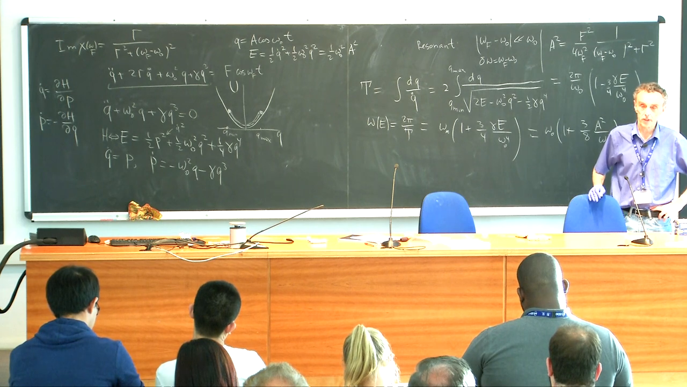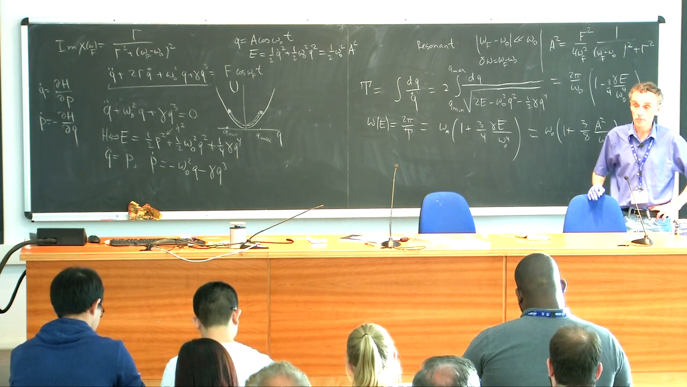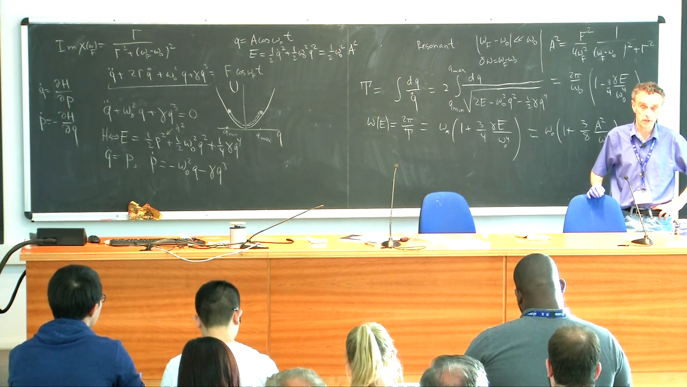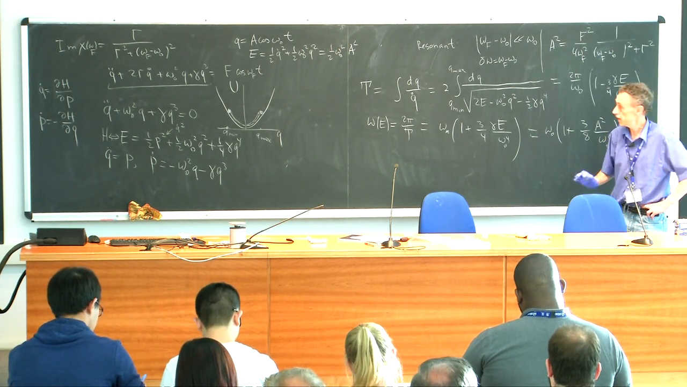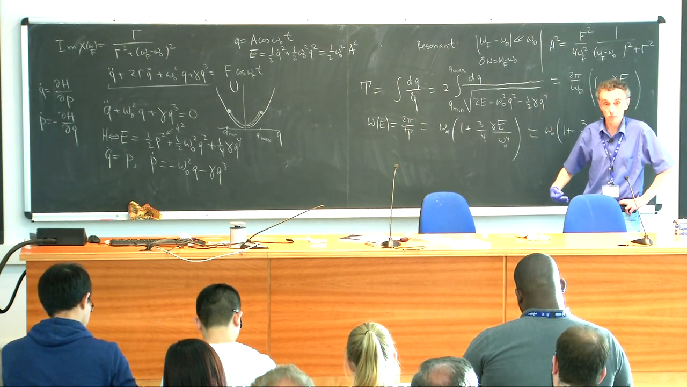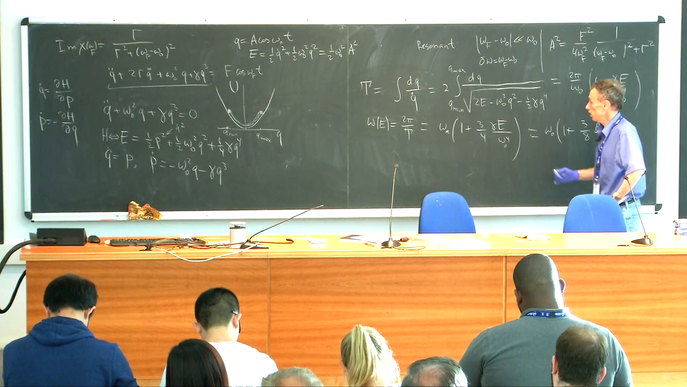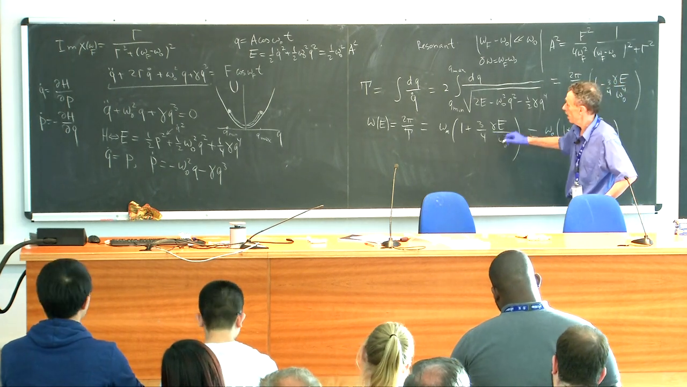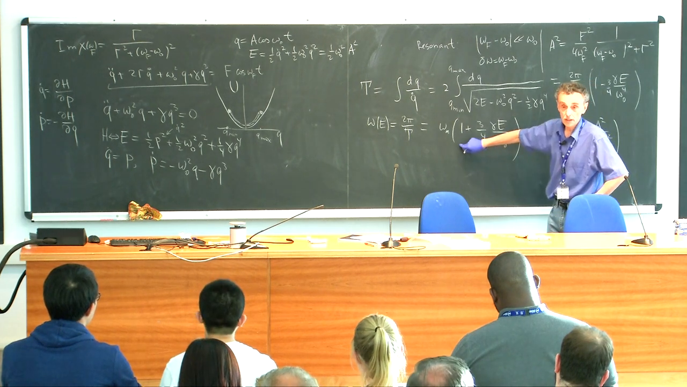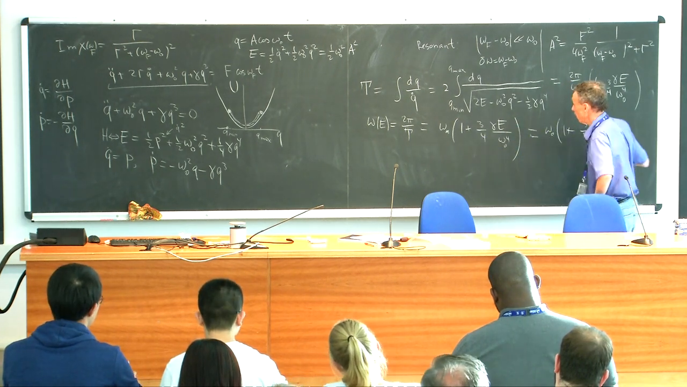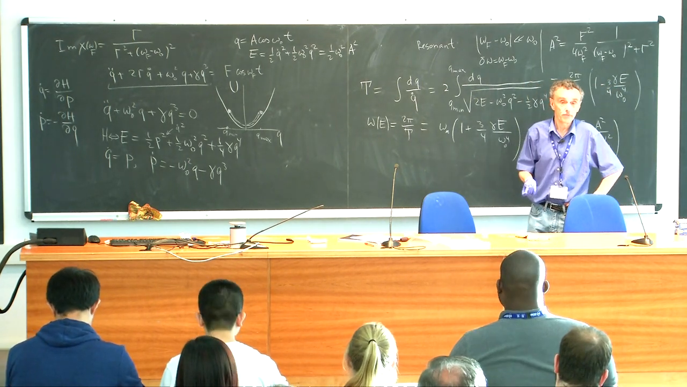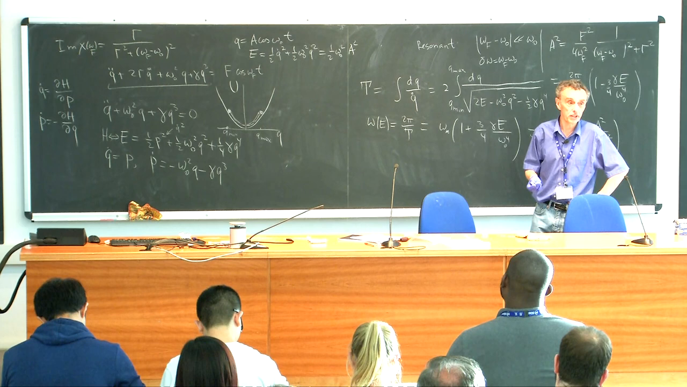This vibration frequency for weak nonlinearity depends on the amplitude, as does the vibration frequency of a pendulum. Again, this is the case of small nonlinearity. Small nonlinearity means not just that gamma is a small parameter. It means that this correction is small compared to one. That is, the energy is small, or the amplitude is sufficiently small. For large amplitudes, nonlinearity is always strong.